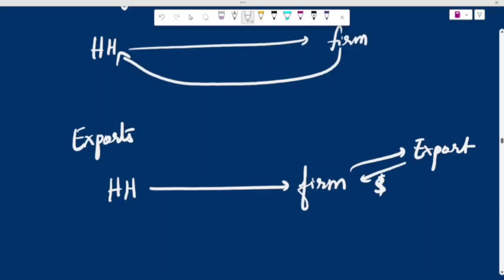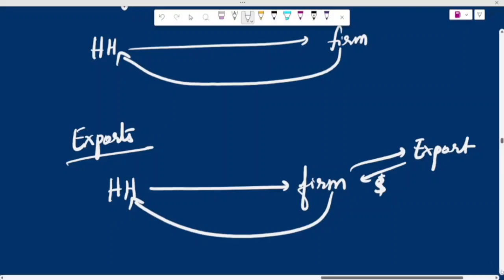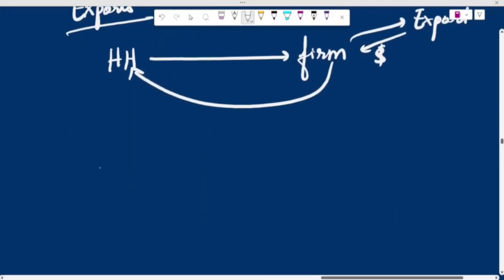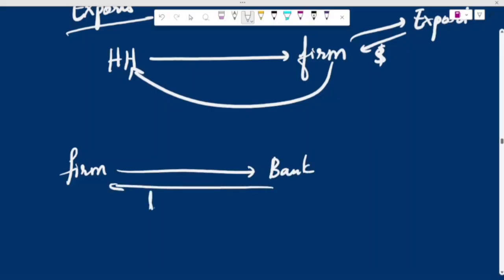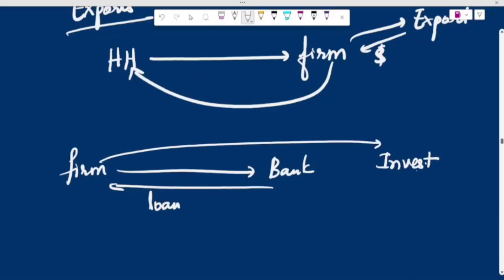And what about the company taking a loan from the bank and investing in a new technology? It means they are getting some more machines to work. It means now firms will pay more to the households. So this also will be an injection.